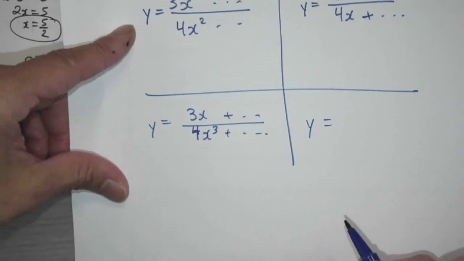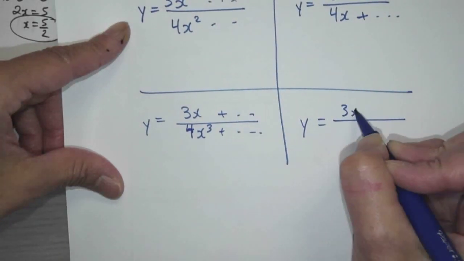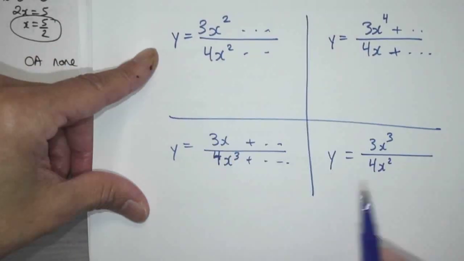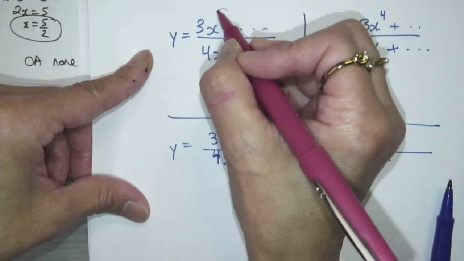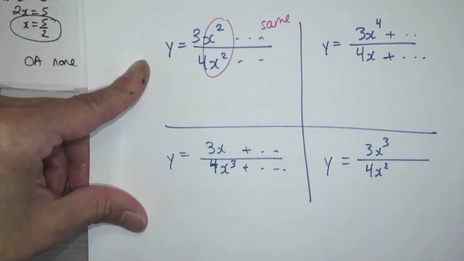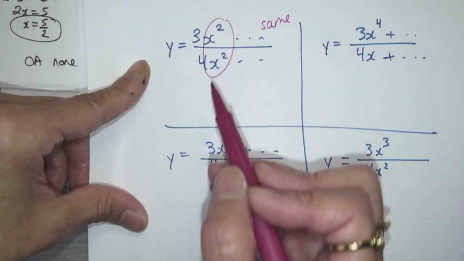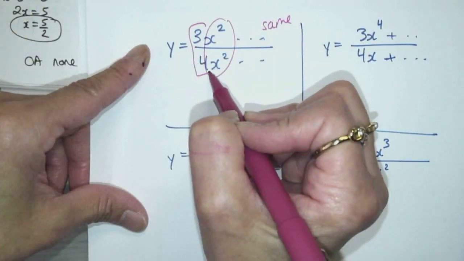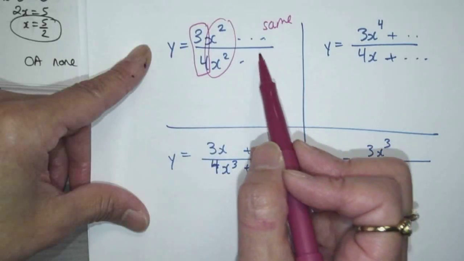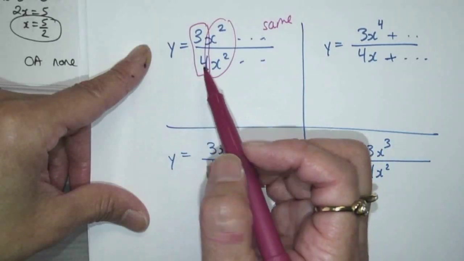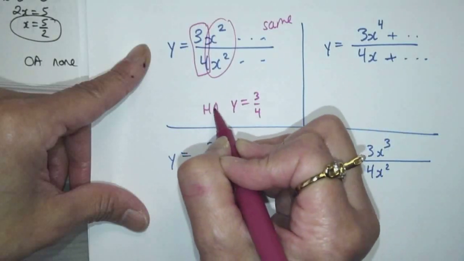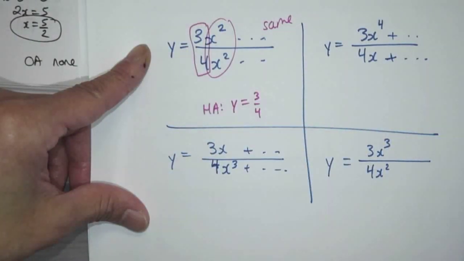Higher by 1. So if I go 3x, say 3, and 4x squared. Okay? So these are the possibilities. Just want to review what we did. If they're the same, we look at the coefficients, right? Because the numbers are going to cancel out. Think of 3 million, 4 million, it doesn't matter about the remainder, it's going to be 3 over 4. So y equals 3 over 4 is my horizontal asymptote. Does that make sense?